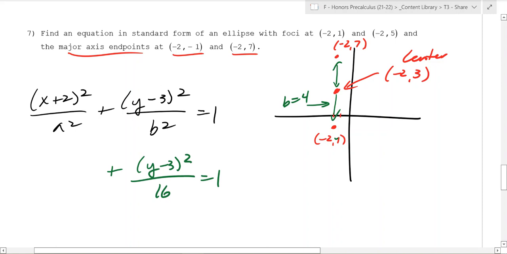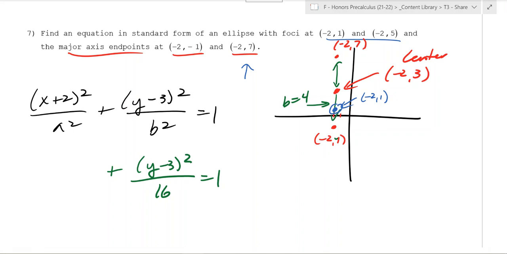And now the other points that we know, the foci right here, are going to be at negative 2, 1. So negative 2, 1, there's one focus right there. And the other focus, sorry, those are the foci, I did the foci right there, excuse me. Negative 2, 1 and negative 2, 5. There's the other one right there.